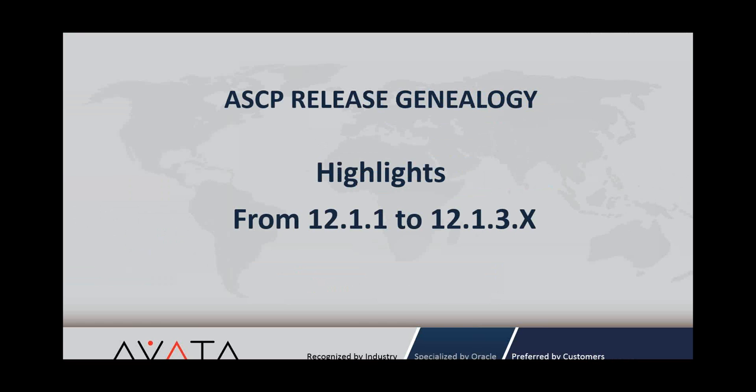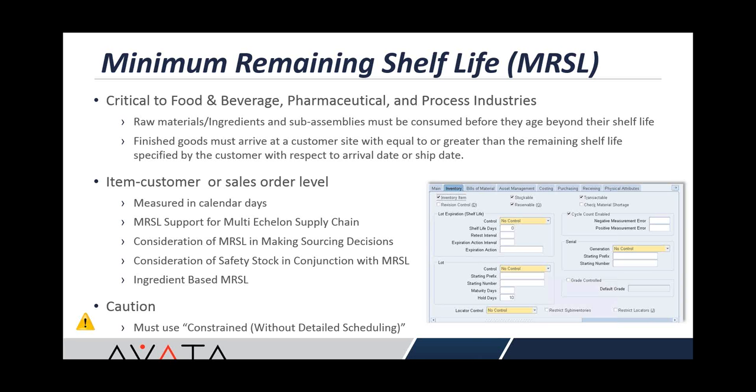So I wanted to break this into two chunks. What were the key deliverables in the 12.1 release? And then also what the key deliverables or noteworthy events in the 12.2 release. So jumping into 12.1, this is where they introduced remaining shelf life, which really is quite critical to pharmaceutical, process industry, anything that ultimately goes bad at some point in its product life cycle.